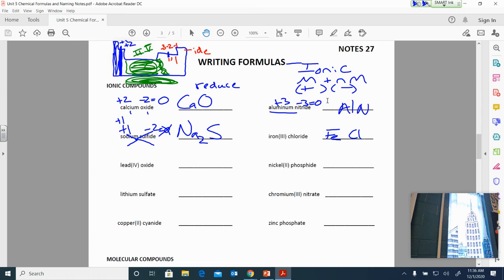Don't leave things blank. Okay, so iron is Fe, chlorine, which becomes chloride, is Cl. Now I write their charges above it. So this is telling me, remember yesterday, the Roman numerals that we wrote is telling you the charge. So this iron is a +3.